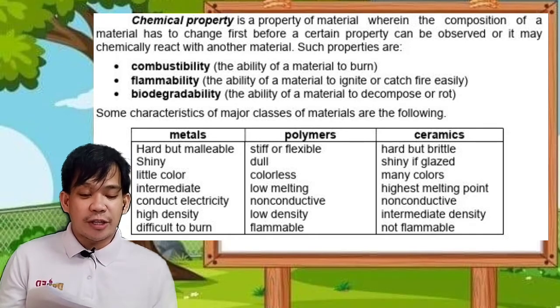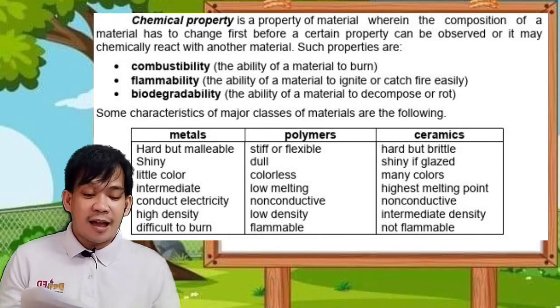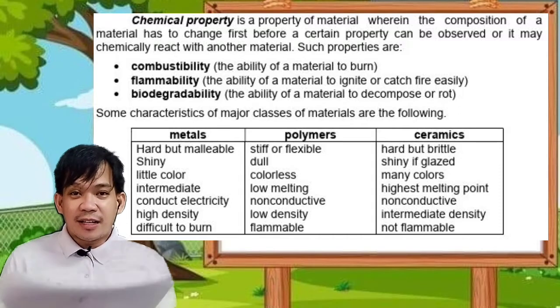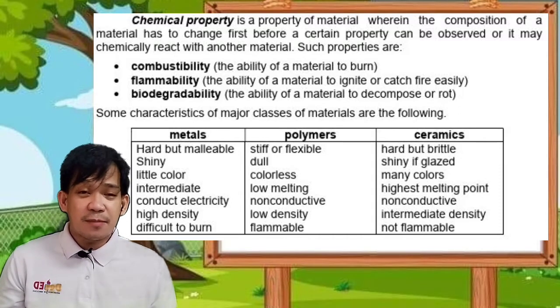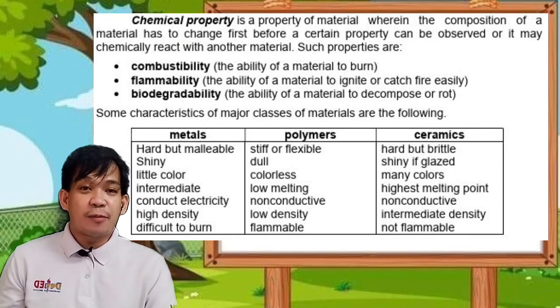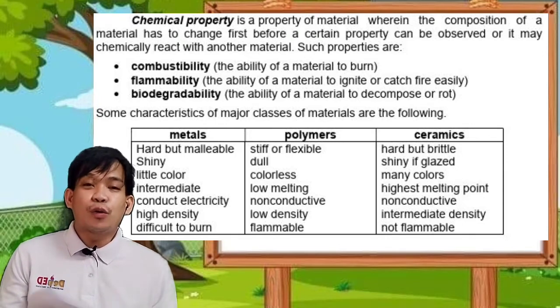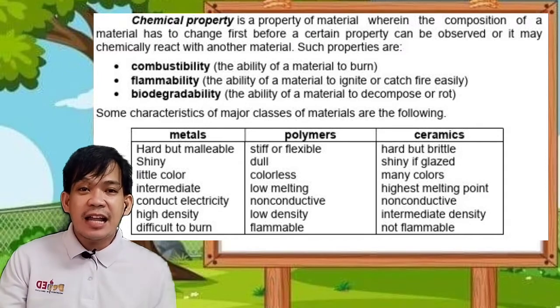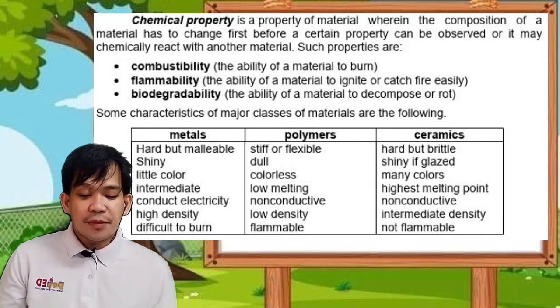Highest melting point. Non-conductive. Ayan, hindi nagka-conduct. Nag-allow ng electricity and heat to pass through. Intermediate density. So, iba-iba ng bigat. Not flammable. So, yung glass at saka yung cement materials, di ba? Hindi naman siya agad-agad or mabilis magliyab. So, those are the characteristics of materials. Their physical and their chemical properties.